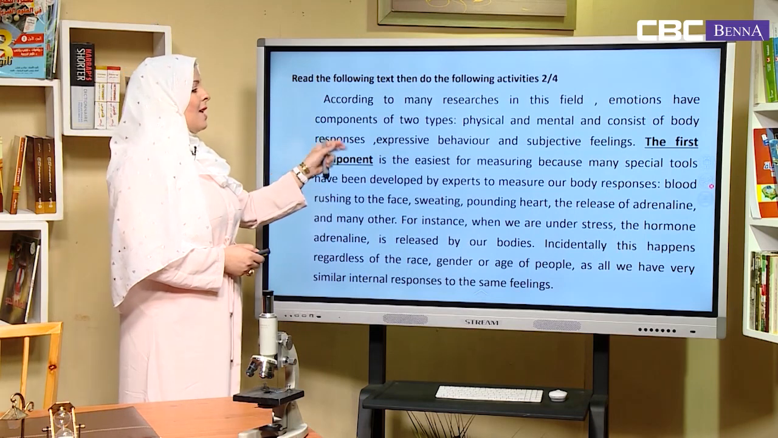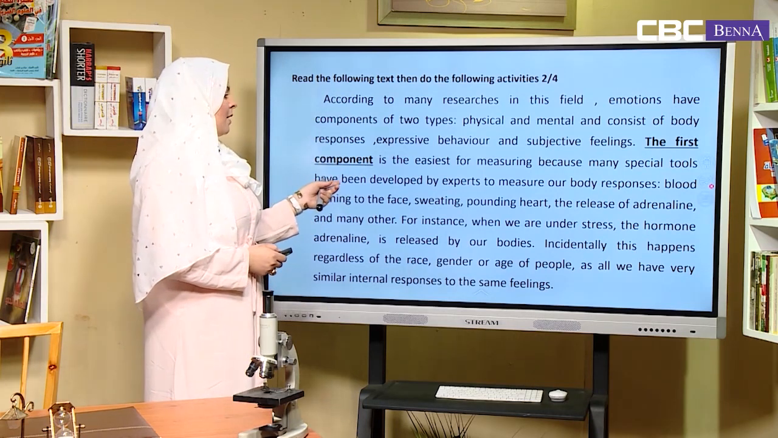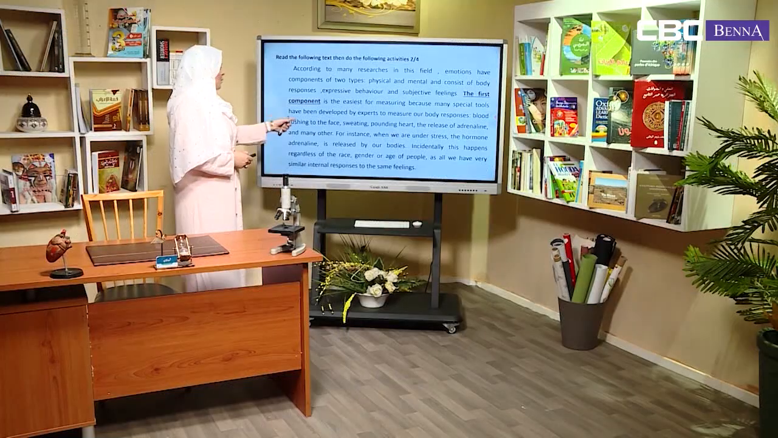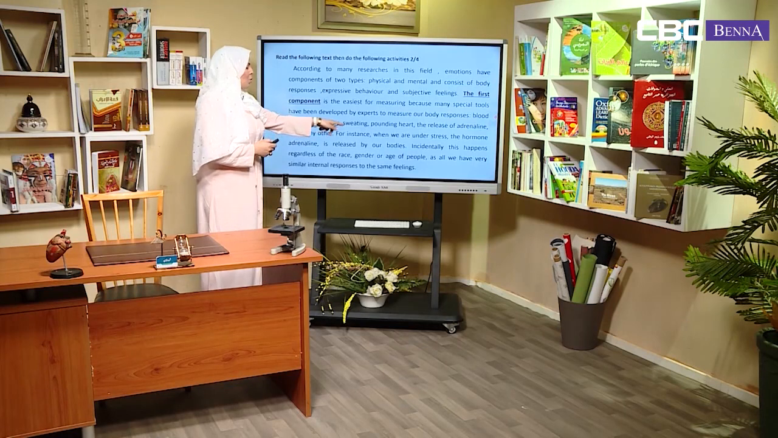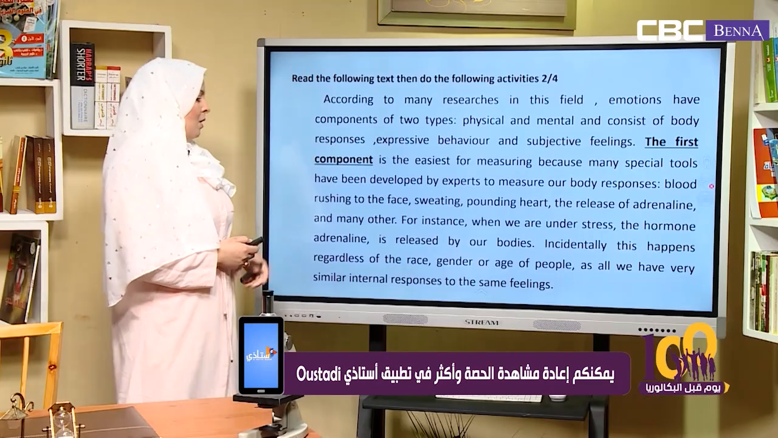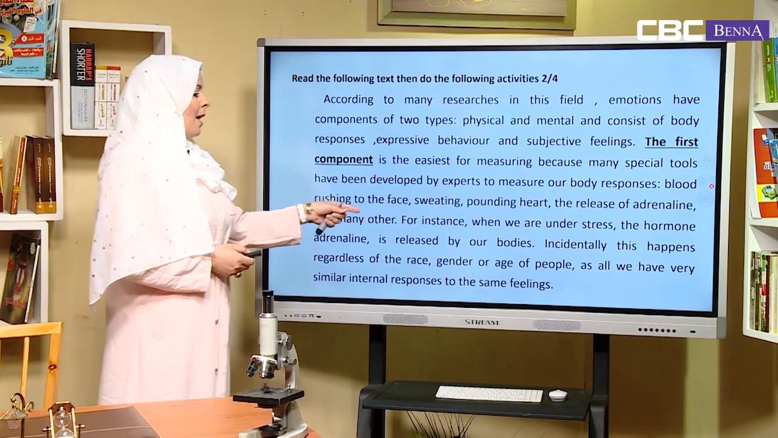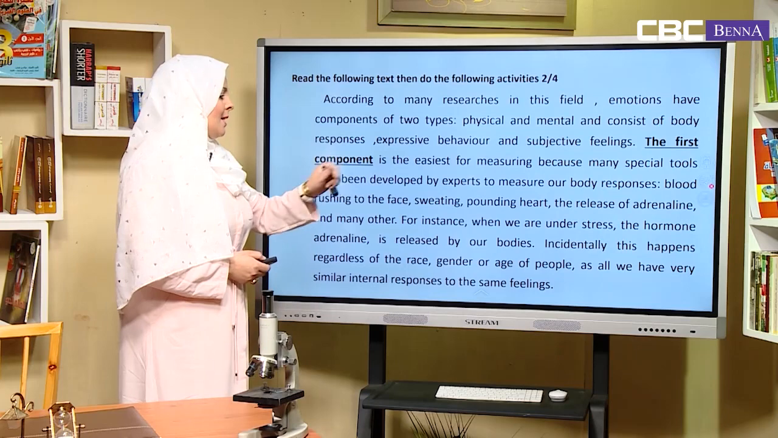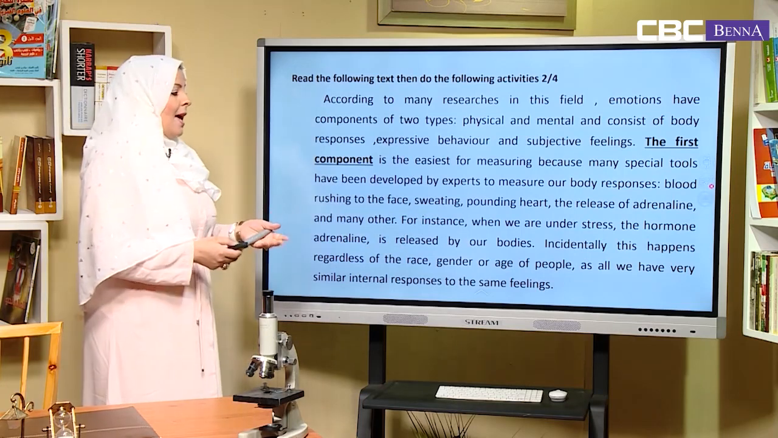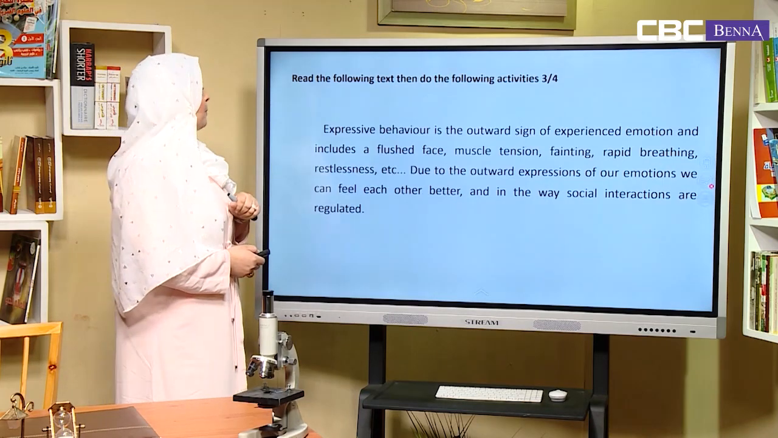The first component is the easiest for measuring because many special tools have been developed by experts to measure our body responses. Blood rushing to the face, sweating, pounding heart, the release of adrenaline, and many others. For instance, when we are under stress, the hormone adrenaline is released by our bodies. Incidentally, this happens regardless of the race, gender or age of people. As all, we have very similar internal responses to the same feeling.